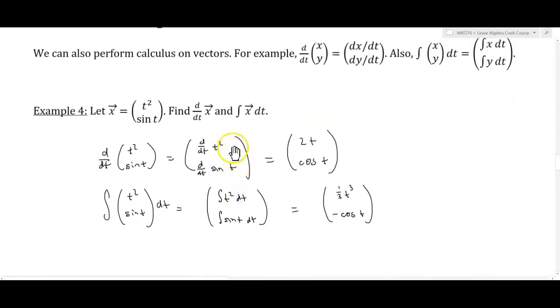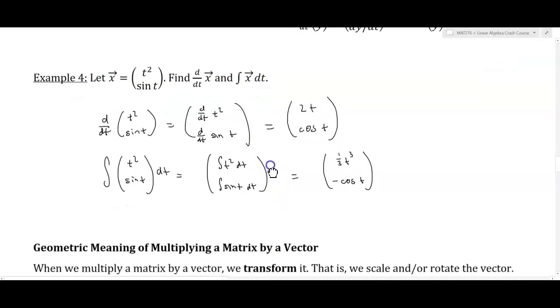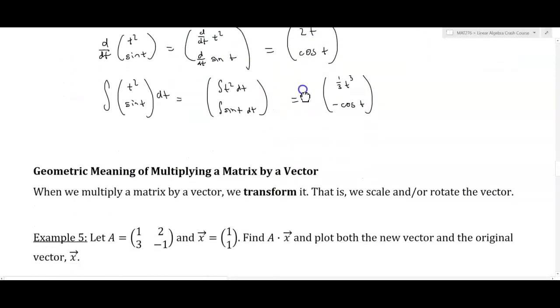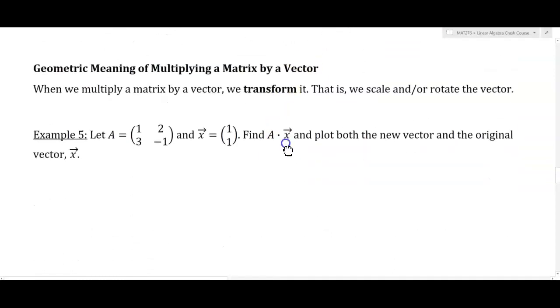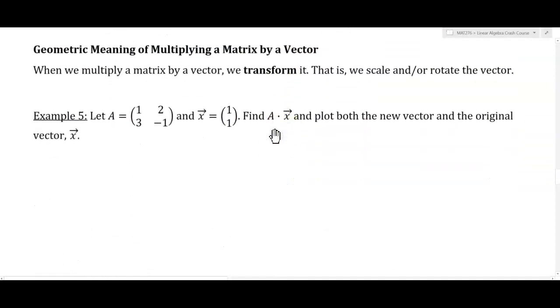That's pretty much all the algebra we're going to be doing on vectors for now, and that's why we call this a crash course. There's a lot of details that we're omitting, but we really just care about having enough to be able to move forward with solving systems of differential equations. So let's take a look at the geometric meaning of multiplying a matrix by a vector.